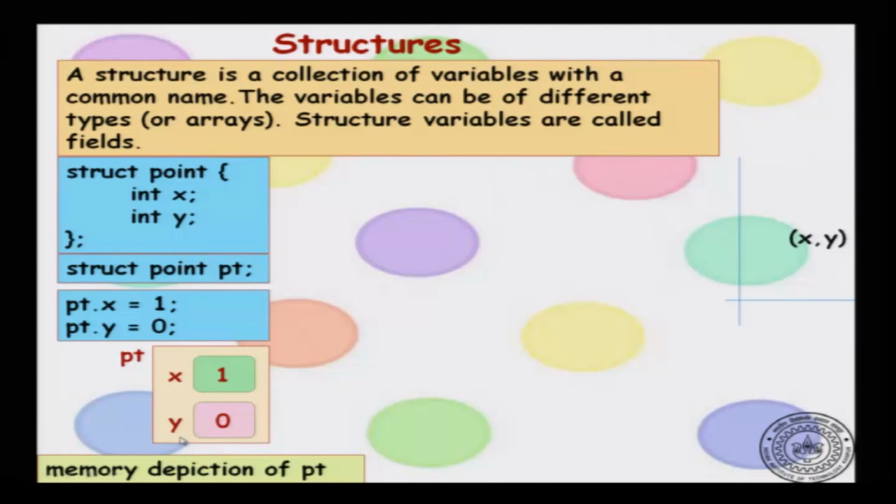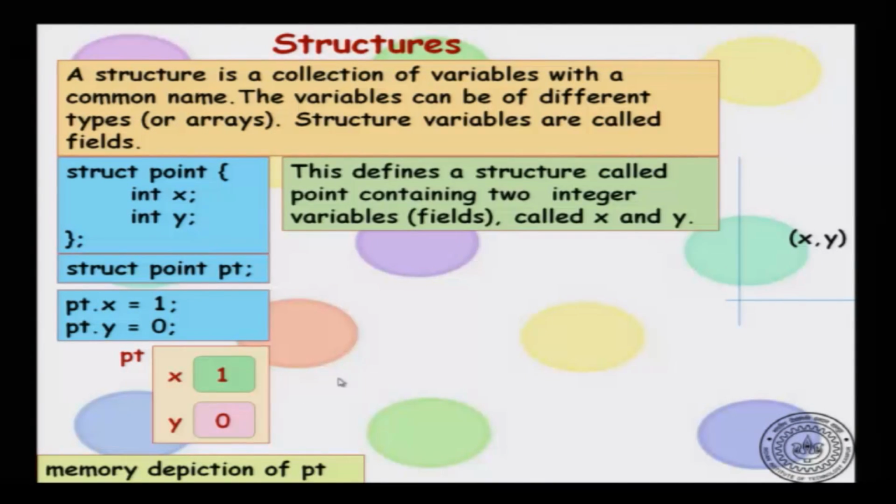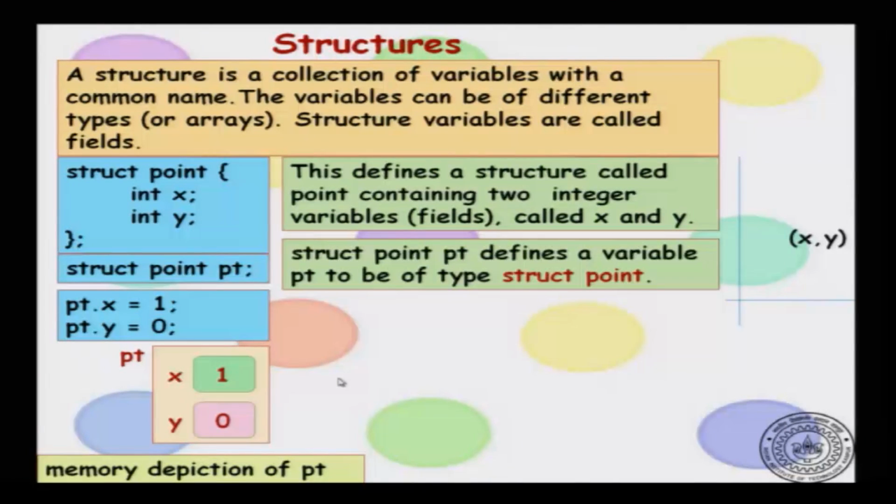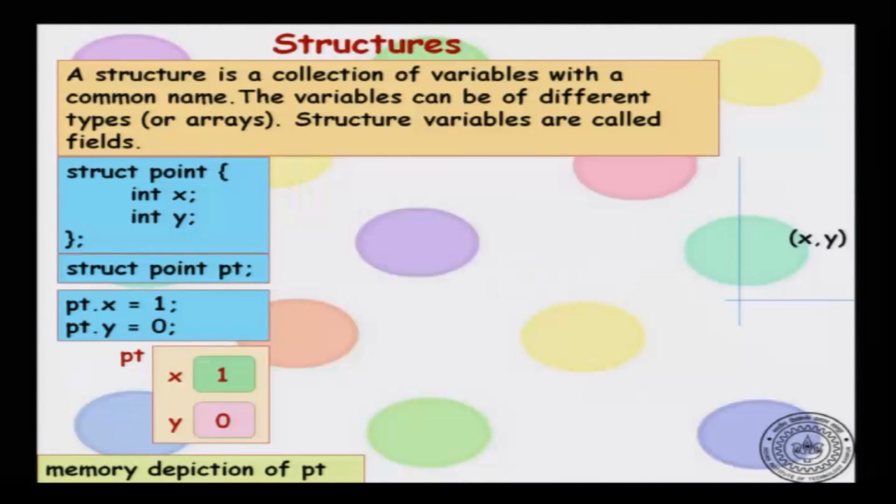So, the internal memory representation after executing these statements will be that pt is a structure. Okay. It has two subfields x and y, and x will be assigned to 1 and y will be assigned to 0. Okay. Struct point is the name of the data type and pt is the name of the variable.